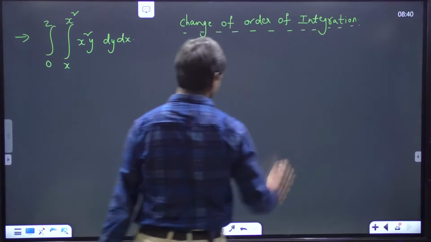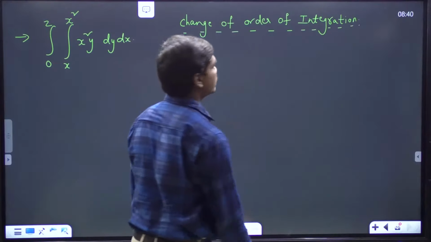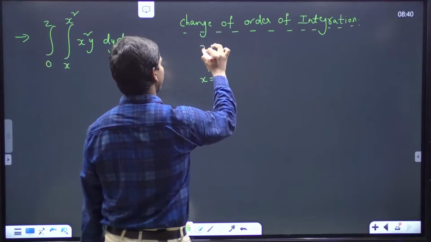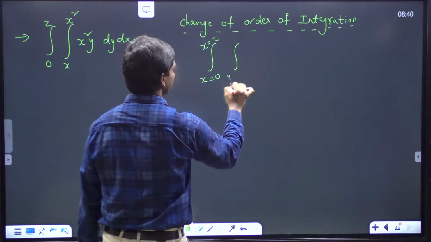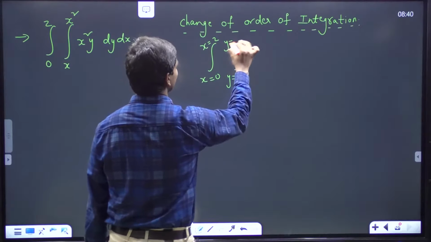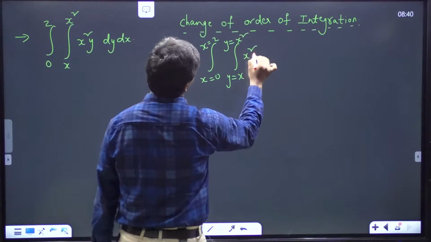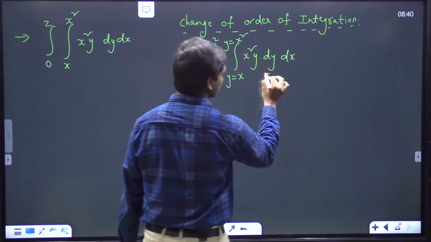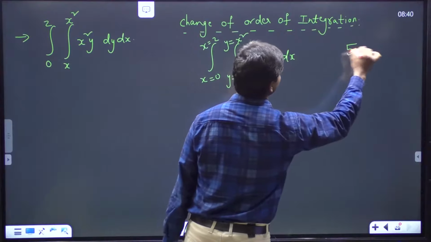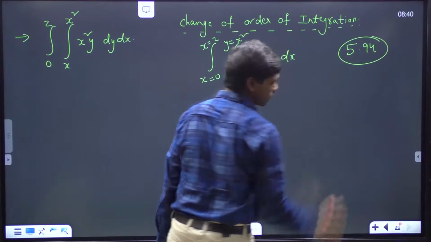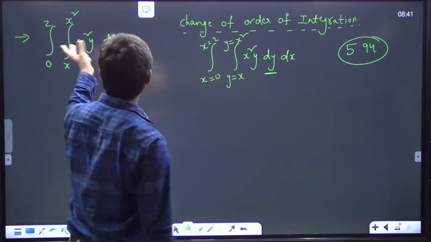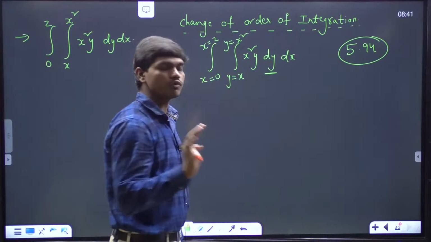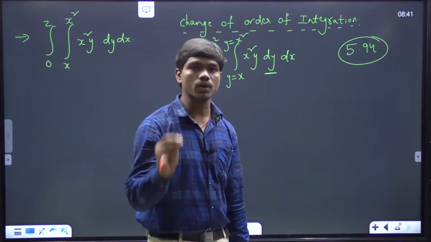Change of order of integration. So now see here. Here we have integrated this function, x is equal to 0 to x is equal to 2, where y is changing from x to x square, y dy dx. This question we have integrated with respect to y first, and we got the answer something around 5.94. Now let us calculate this same question by changing the order of integration. And generally, I am telling you this change of order of integration concept is really important in GATE.